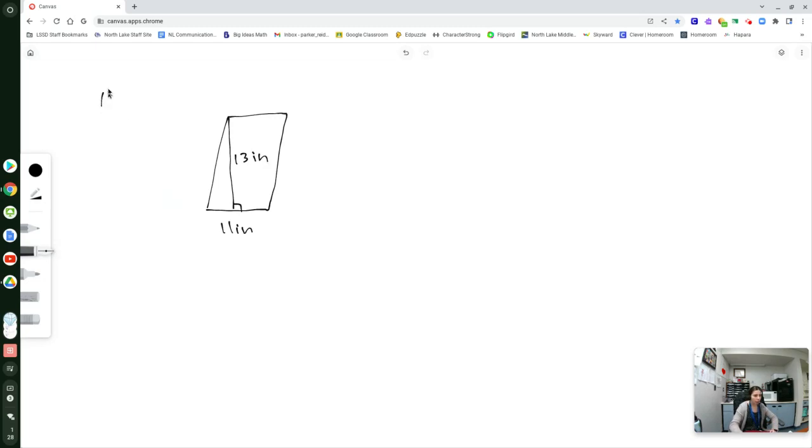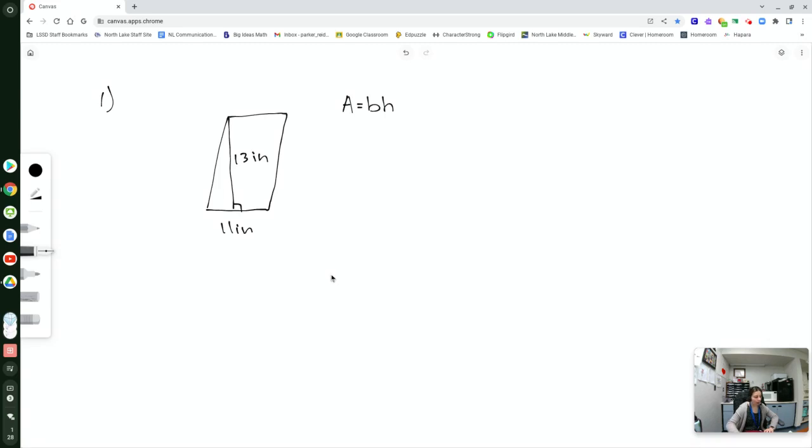So this is question 1. It asks us to find the area of this shape. First we need to figure out what shape this is. It has two sets of parallel sides. It is a parallelogram. So we are going to use the area formula for a parallelogram. That says area equals base times height.